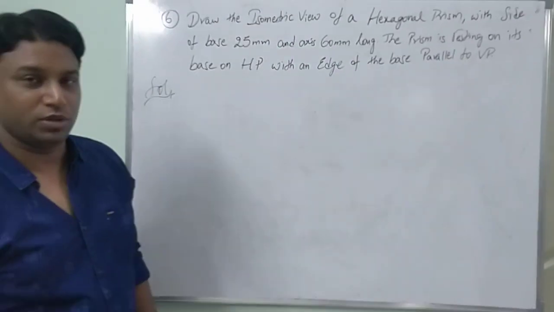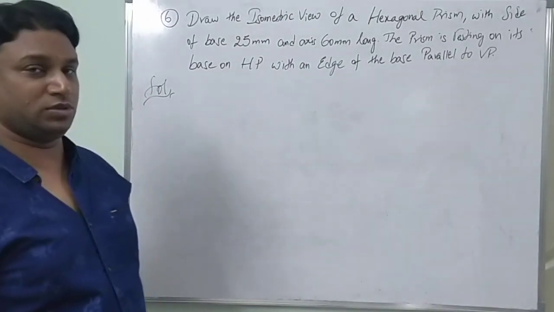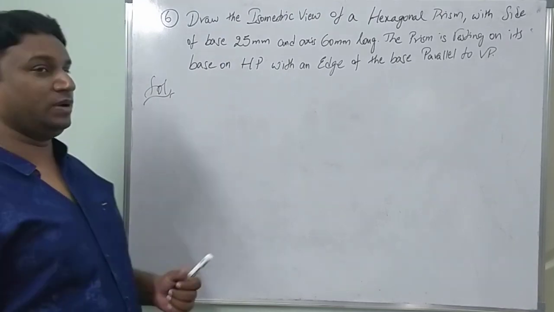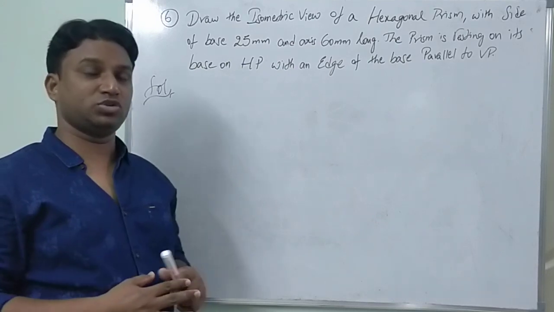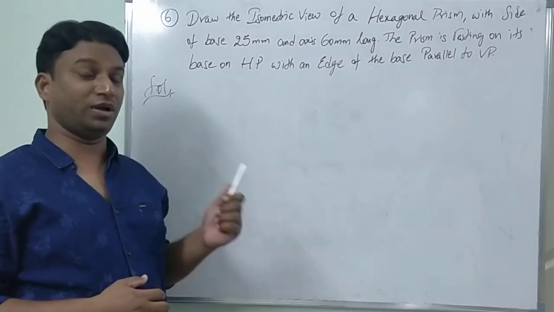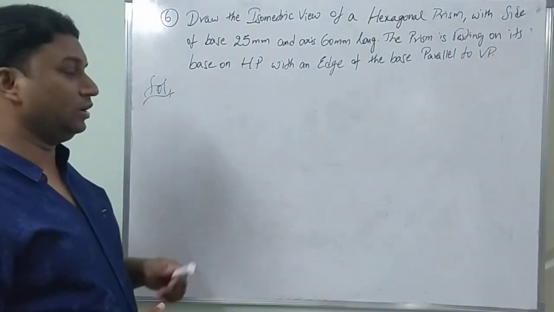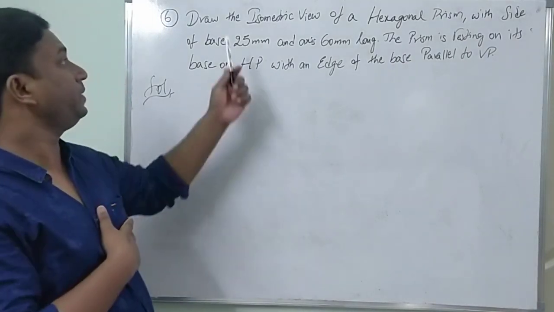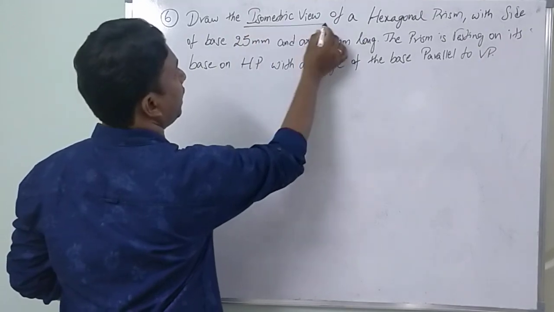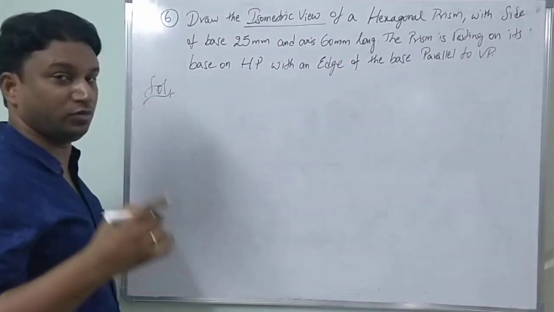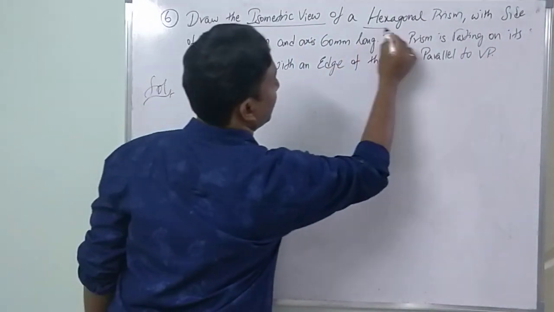Hello students, welcome to the next problem on isometric projections of solids. Previously we have discussed the class problem, problem number 5, a square prism in both vertical and horizontal conditions. Now another type of prism, hexagonal. See this, draw the isometric view. Again I am stressing we are drawing a view, not the original dimensions of a hexagonal prism.